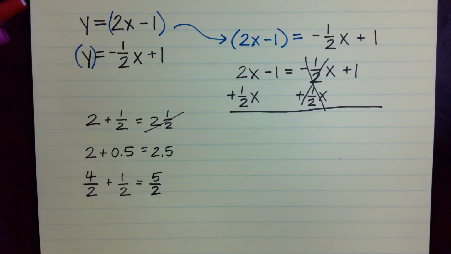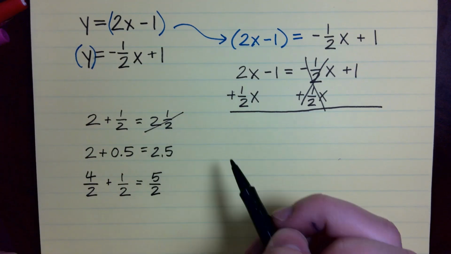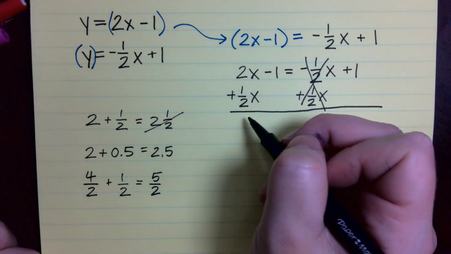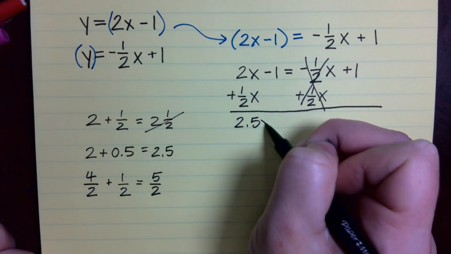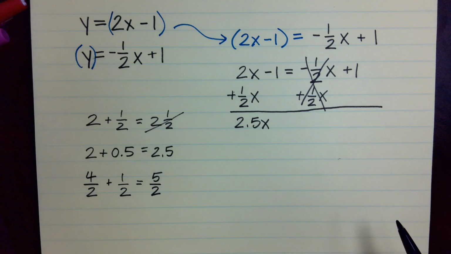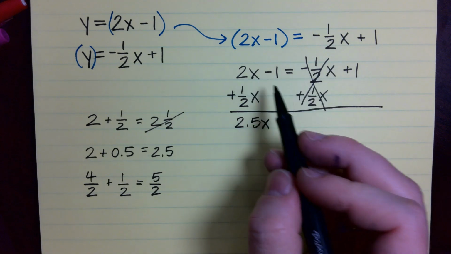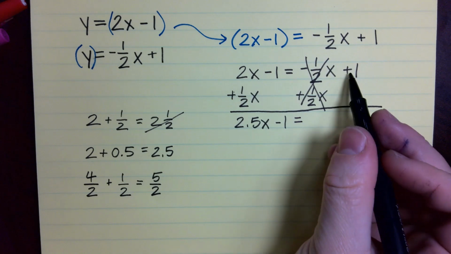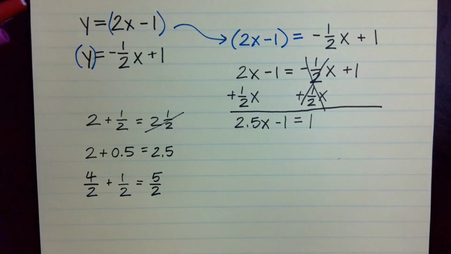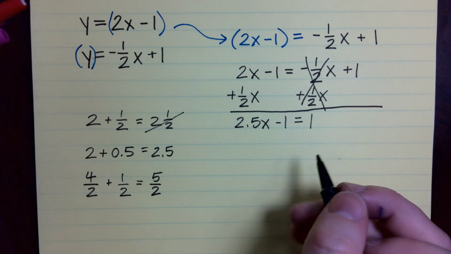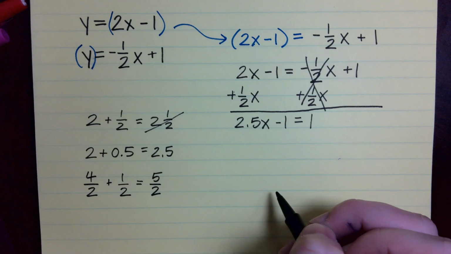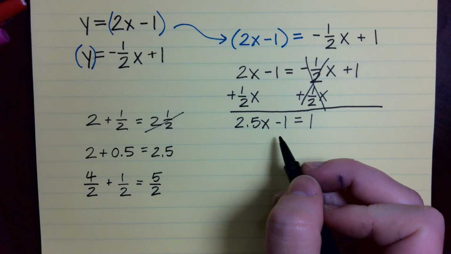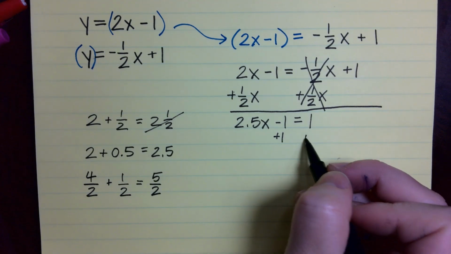Okay, for simplicity, I'm going to write 2.5x. Is everybody okay with that? Yes. Okay, so I got 2.5x. And what do I need to do now? Bring down the rest. I've got minus 1 on this side equals positive 1. Okay, what's my next step? Get rid of the 1. I've got minus 1, so what should I do to get rid of it? Plus 1 on both sides.